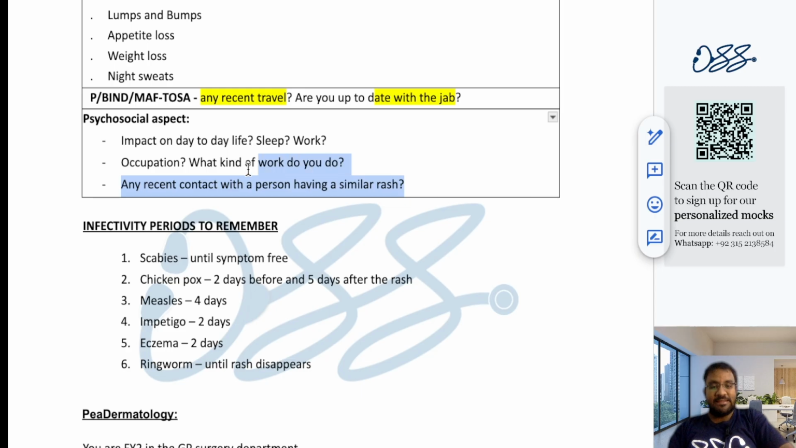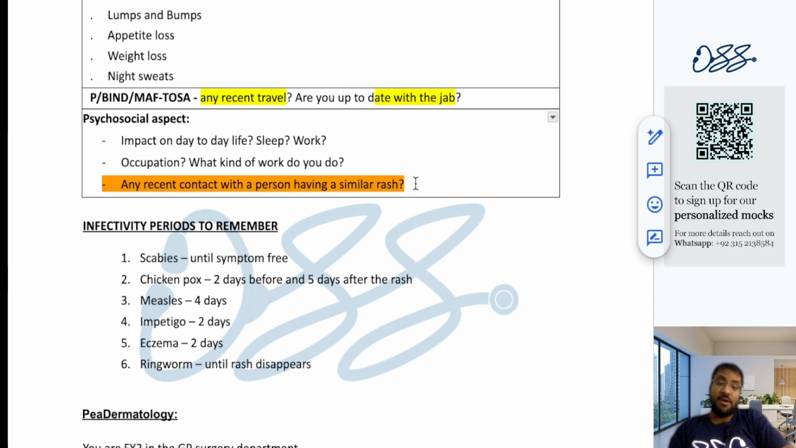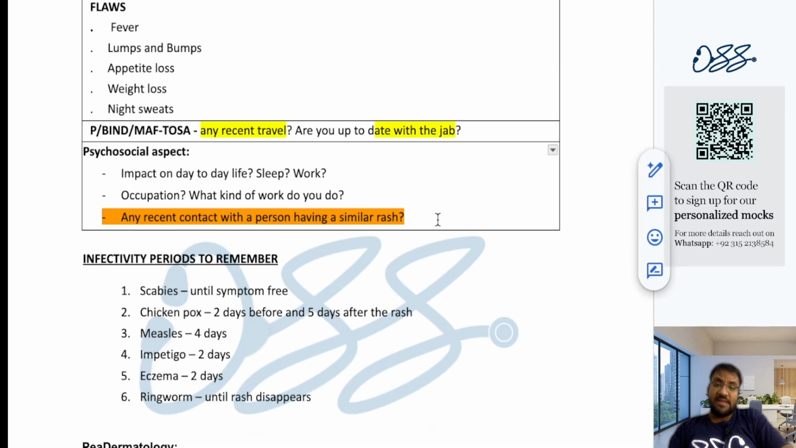Any recent contact with a person having a similar rash? Okay, this is really important, because a lot of these derma conditions, a lot of these skin rashes, are contagious. Chickenpox: if your child had a recent exposure to someone having a rash similar to chickenpox, within the infectivity period, which I'm going to talk about later on, they may also develop chickenpox. Mumps, measles, all of these are really contagious diseases.